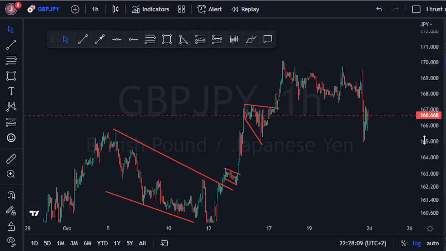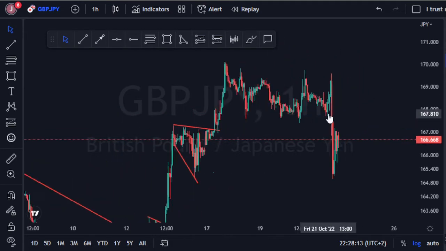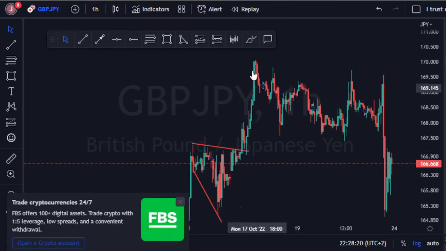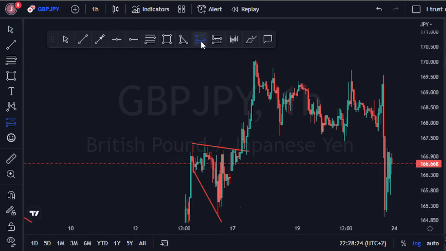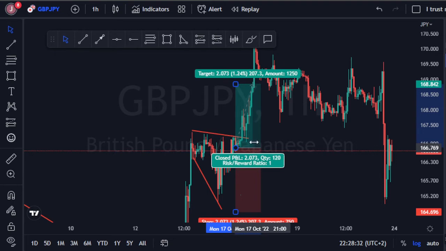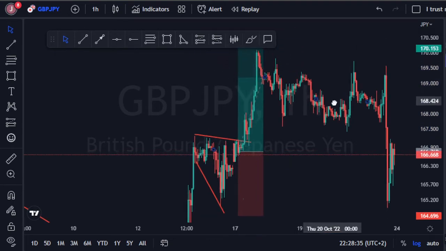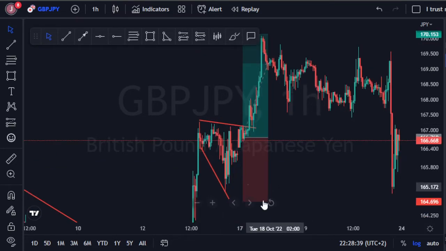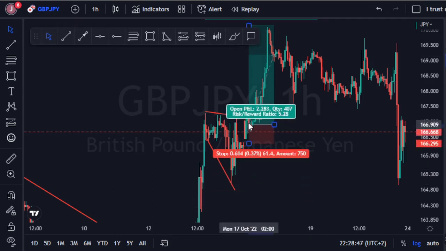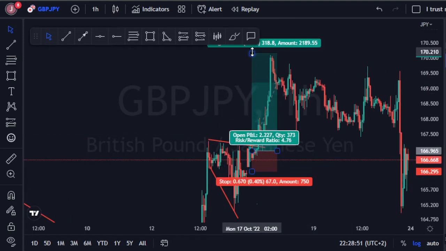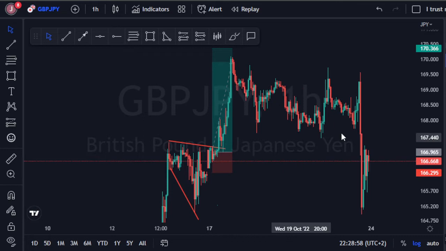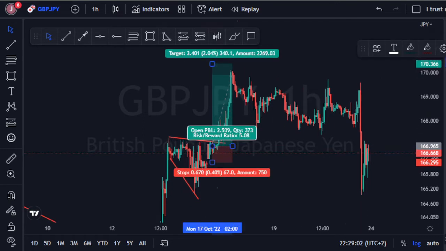So let's take a look at GBPJPY. Remember what I said in the previous video? Wait for a breakout and then you enter. I hope you guys caught this move. And remember, just go back to the previous video so that you have a clue of how we came about analyzing this move and knowing how we're going to enter it. So let's move on now.